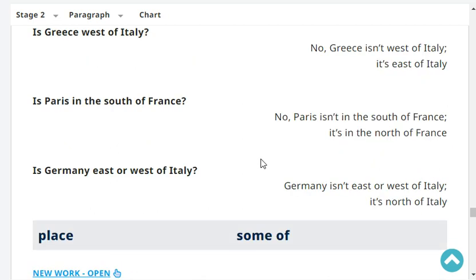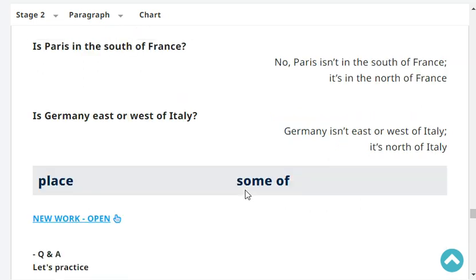Is Paris in the south of France? No, Paris isn't in the south of France. It's in the north of France. Is Germany east or west of Italy? Germany isn't west of Italy. It's north of Italy. Very good.